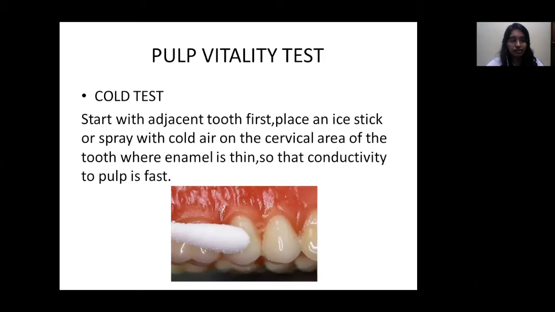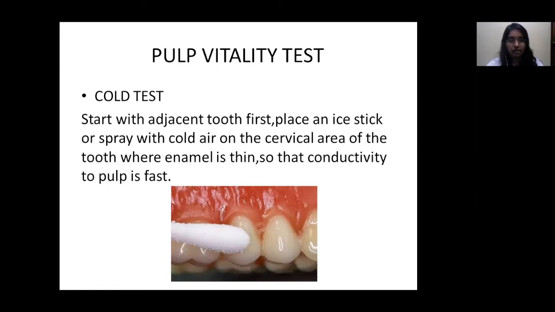There are several uses of pulp vitality tests, which includes to confirm whether the radiolucent area present at the apical part of the tooth is because of pulpal origin, other pathological reasons, or it is a normal anatomic structure. Pulp vitality testing is also used to diagnose oral pain whether it is of pulpal or periodontal origin or because of other reasons.